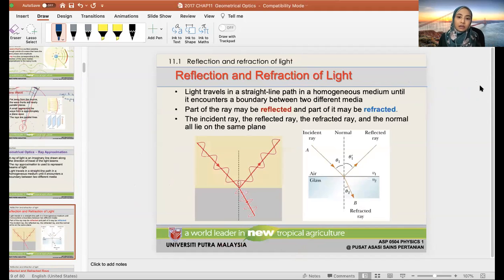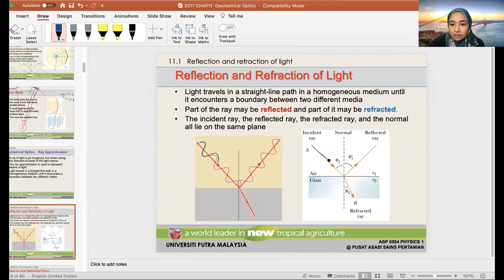Okay, reflection and refraction of light. So light travels in a straight line path. Light looks like a squiggle, right? This is a wave. But actually light travels in a straight line. It does not go zigzag like that. It travels in a straight line until it reaches a boundary, then something happens.